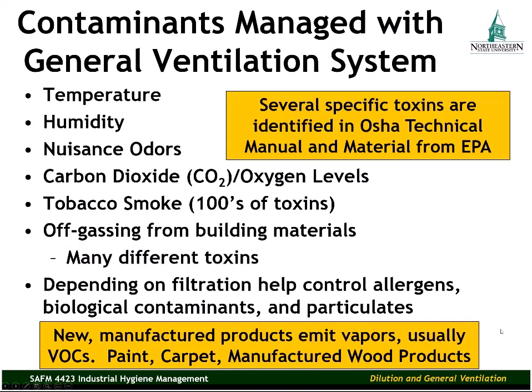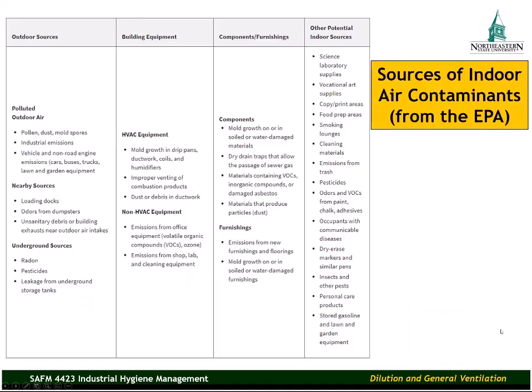Okay, well, let's look at some EPA information. Again, sources of indoor air contaminants. This is from the EPA, and they identify several different sources of contaminants. They break it down into a few different categories here, and I might use my pen on this slide. They break it down into outdoor sources, building equipment, components and furnishings, and then they have just kind of a grab bag, potpourri of other potential indoor sources.